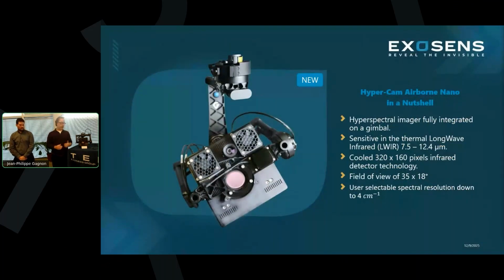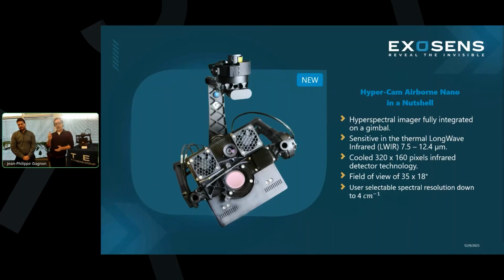So the Nano has been designed. You see it here in the video. It's a real, functioning unit that we've got on display today. Just a quick high-level description of the system: as you may have guessed already, it's a hyperspectral imager fully integrated on a gimbal positioner system. It's sensitive in the thermal long-wave infrared, from 7.5 to 12.4 microns. It uses a cooled infrared detector inside, and this provides very high sensitivity, of course.